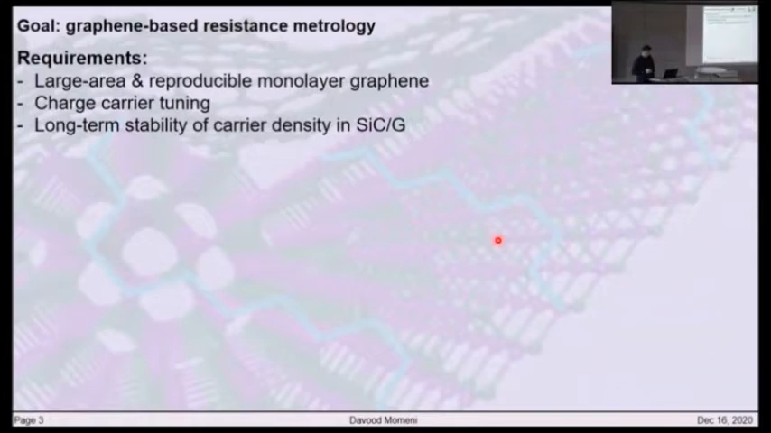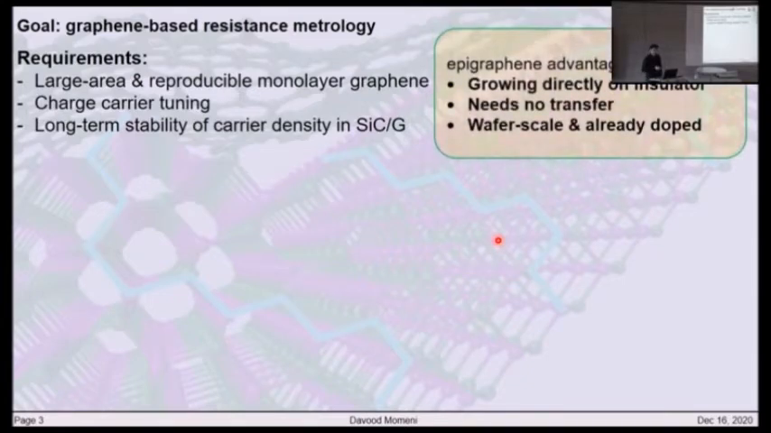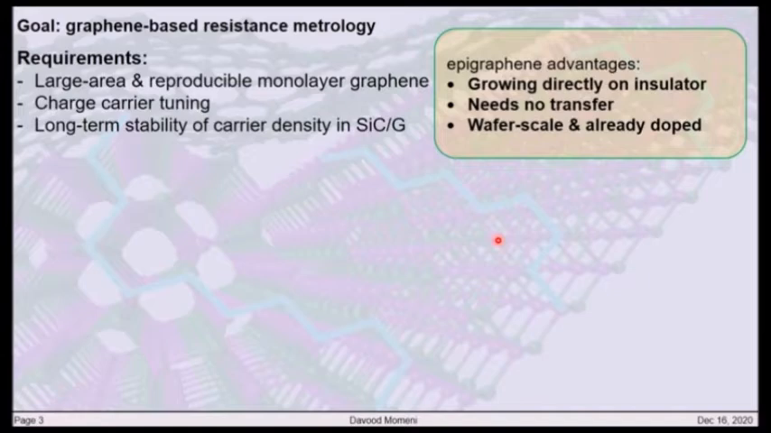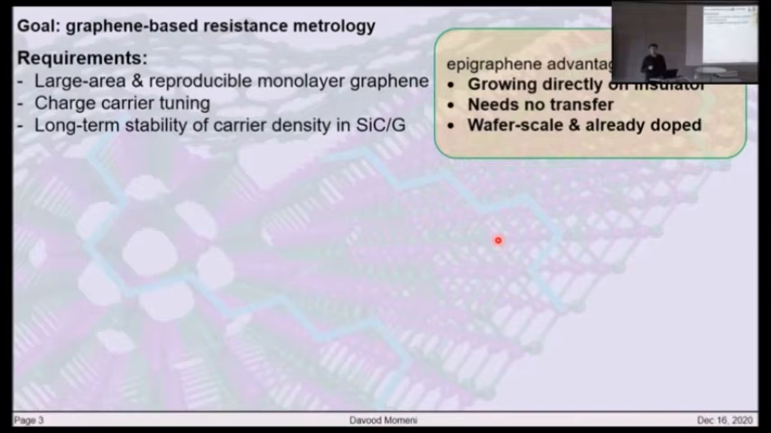So for robust quantum resistance metrology, we need high-quality graphene. The high quality here refers to meeting the following requirements. We need processes to get large area single layer graphene without any add layer or bilayer. We need to tune the charge carrier density, and it should be stable over time. Epitaxial graphene already comes with several striking advantages. We can directly grow the graphene on a substrate, so we do not need to transfer it onto another substrate. And it's already doped by the substrate.